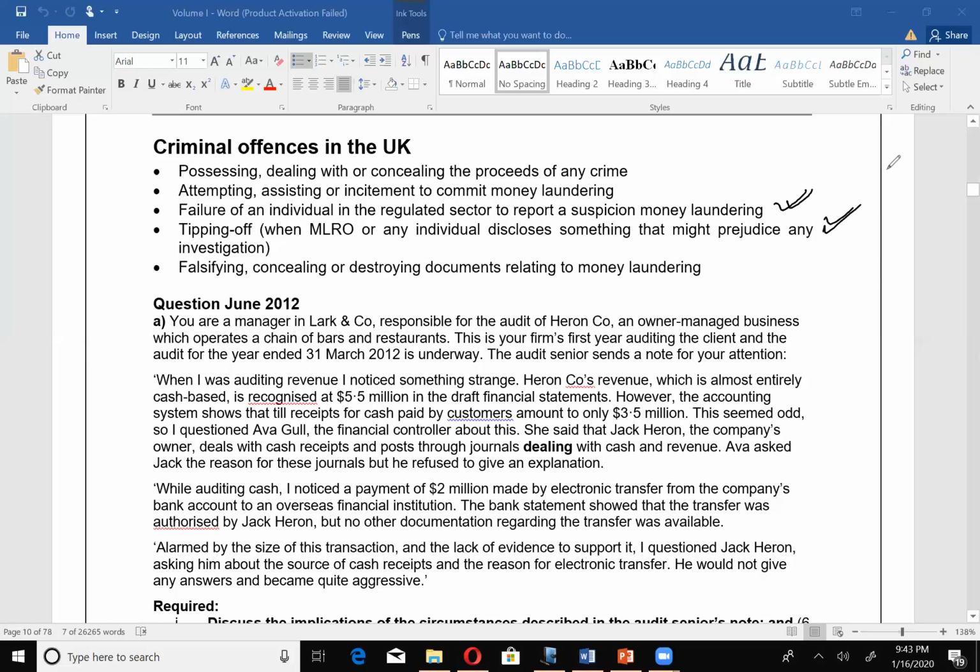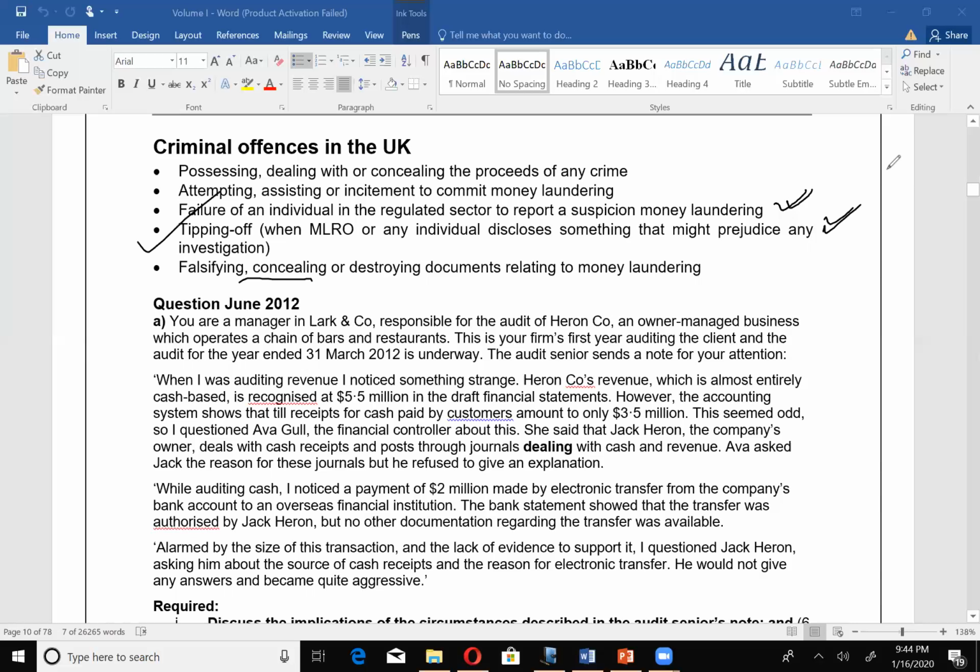First of all, there is failure of an individual in the regulated sector to report suspicion of money laundering. It is a responsibility of the auditor. If the auditor feels the client is involved in money laundering, the auditor must report that to the MLRO or other relevant responsible person as per the laws and regulations.